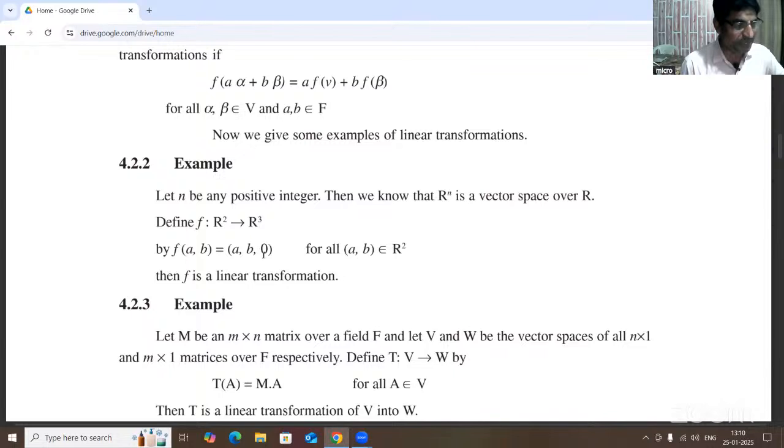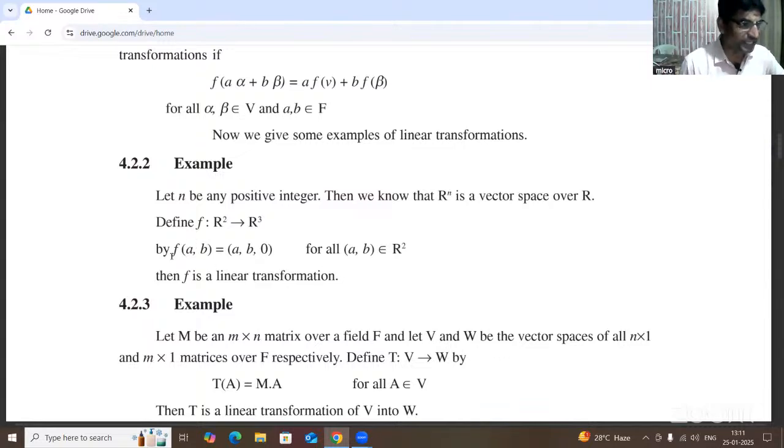So a1 equals a2 and b1 equals b2. Now we have to write f of (a alpha plus b beta). So f of (a1, b1) plus f of (a2, b2) is also satisfied through the linear property, and scalar multiplication is also there.